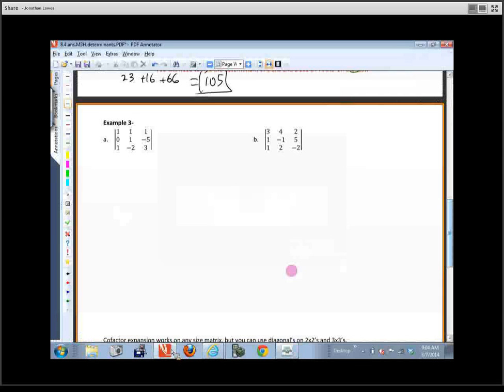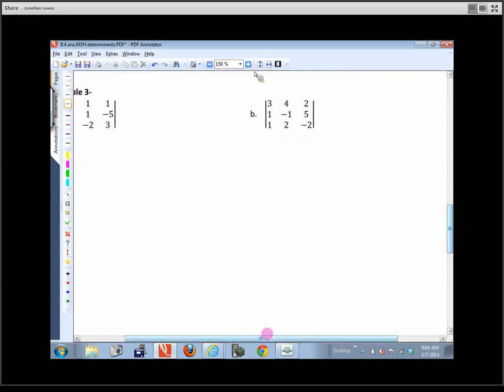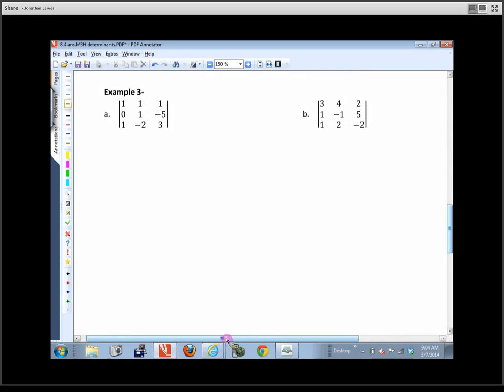So if you can get the same answer regardless of which row or column you expand on, which row or column should you choose? Let's take a look at this example right here. If you had to do this one, which row or column would be the best one to expand on? Column 1 would. Why?